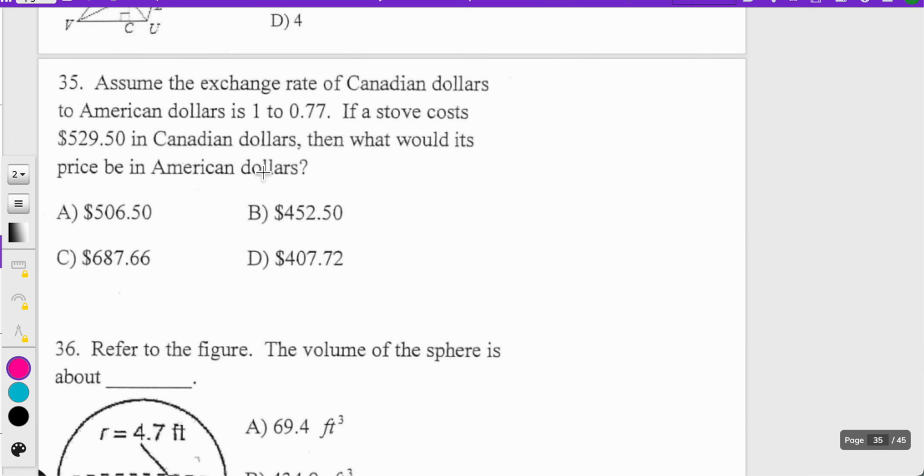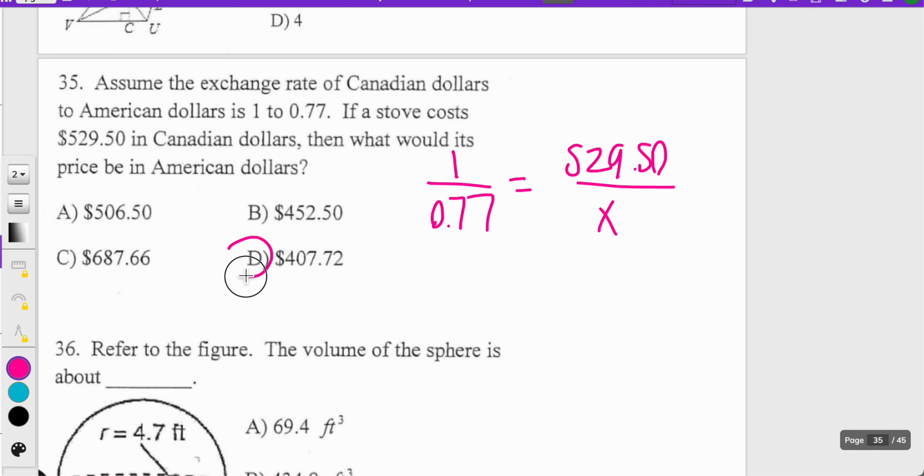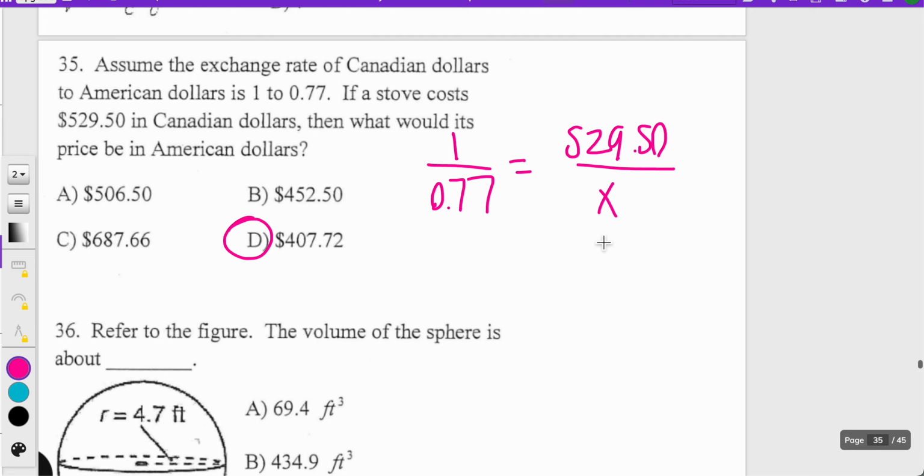35, assume the exchange rate of Canadian dollars to American dollars is 1 to 0.77. If a stove costs $529.50 in Canadian dollars, how much would that be in American dollars? For this one, you can say 1 American to 0.77 Canadian, so 529.50 is X. We could cross multiply and divide here, and that's going to give us about 407.72. Okay.